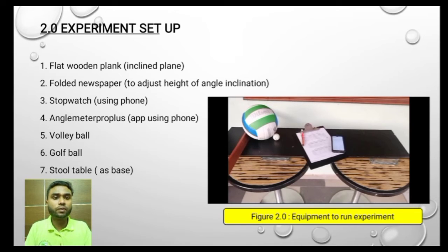Number one, we need a flat wooden plank, which is used as an inclined plane. Then we readied some folded newspapers to adjust the height for the angle of inclination. Then a stopwatch using our phone. Then the Angle Meter Pro Plus app, which we downloaded from the Google Play Store using our phone as well. Then a volleyball, a golf ball, and two stool tables as a base for our inclined plane.